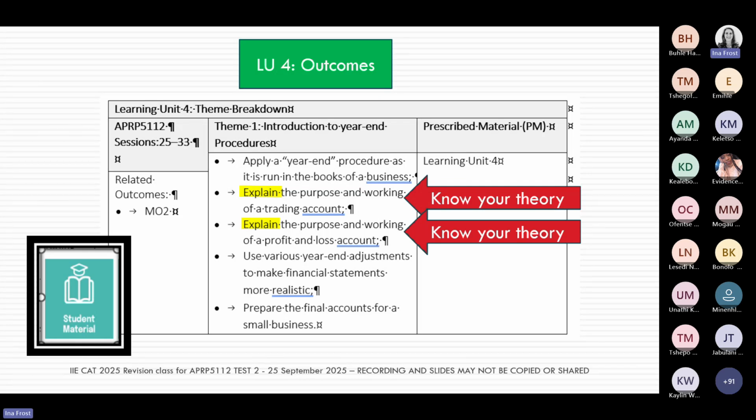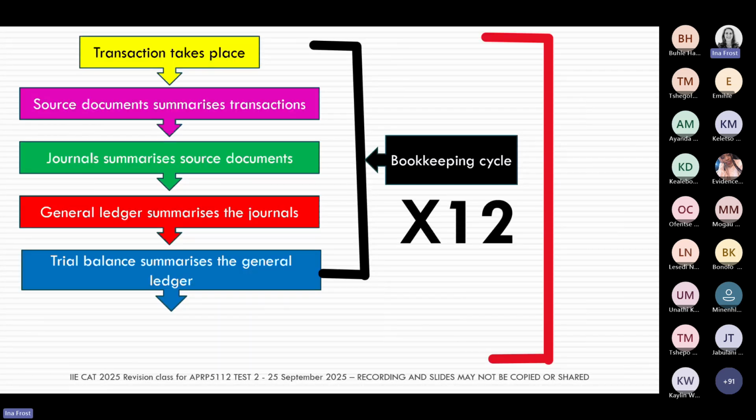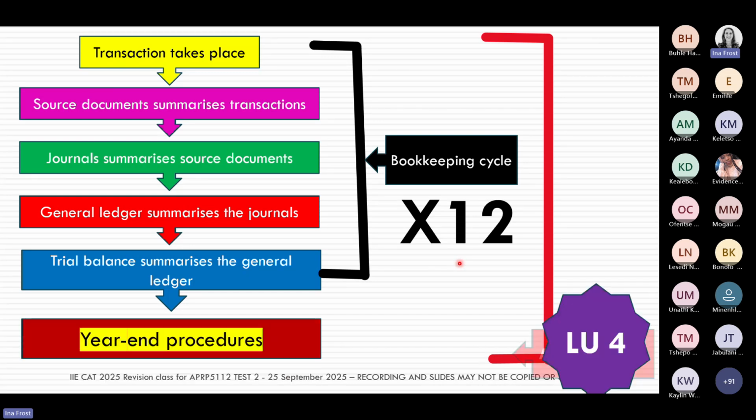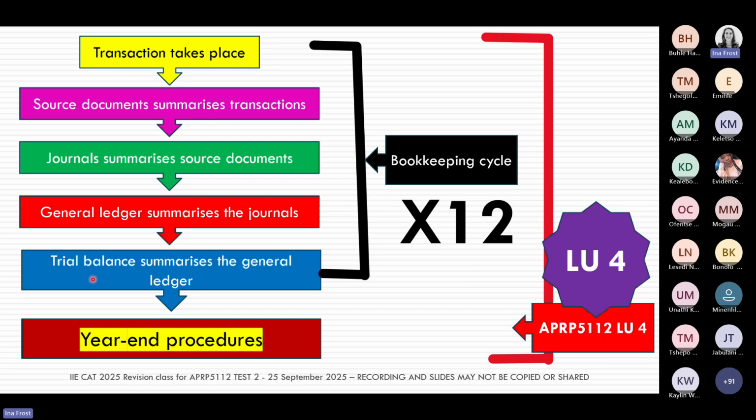Okay, let's jump in. So way back from the first semester, we have been showing you the bookkeeping cycle. From the first semester, we've been telling you that a transaction takes place. We're going to record it in the journals. We're going to summarize it into the ledger, and we're going to do a trial balance. And that's our bookkeeping cycle, and we're going to repeat this cycle 12 times. Now we've done the cycle 12 times, and we've now prepared the final trial balance for month number 12.